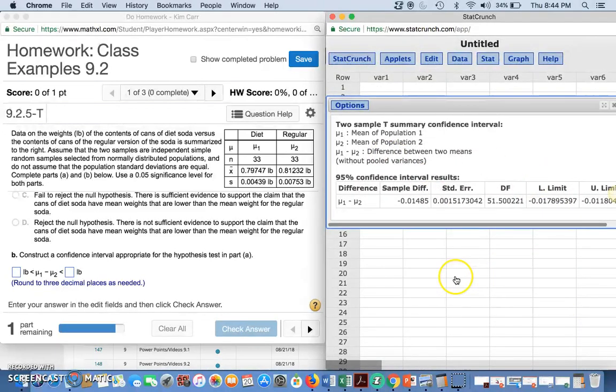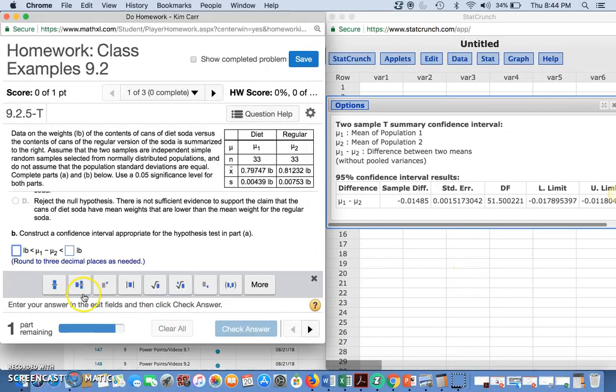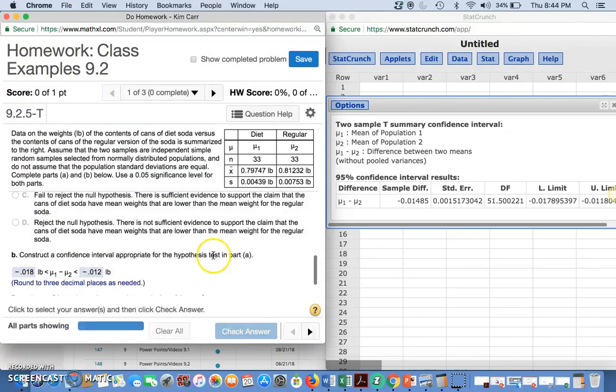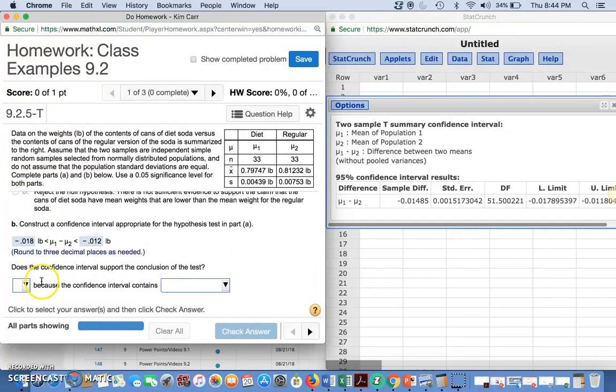Okay, we've got a lower and upper limit. The lower limit here is -0.018. Put this to 3 places. The upper is -0.012. Notice that both of those are negative.